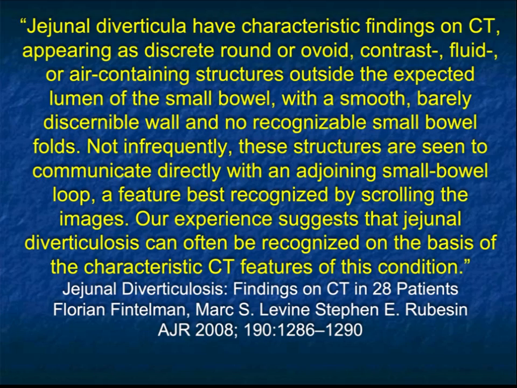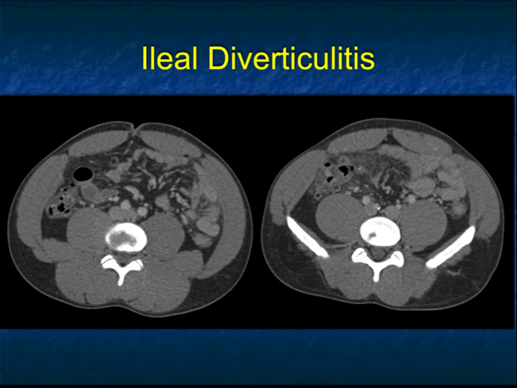And again, we spoke in this article about jejunal diverticulitis, 28 cases from our old friend Steve Rubison. Characteristic findings on CT: discrete round or ovoid contrast-filled or air-containing structures outside the expected lumen of the small bowel with a smooth, barely discernible wall and no recognizable small bowel folds, exactly like the case I showed you.